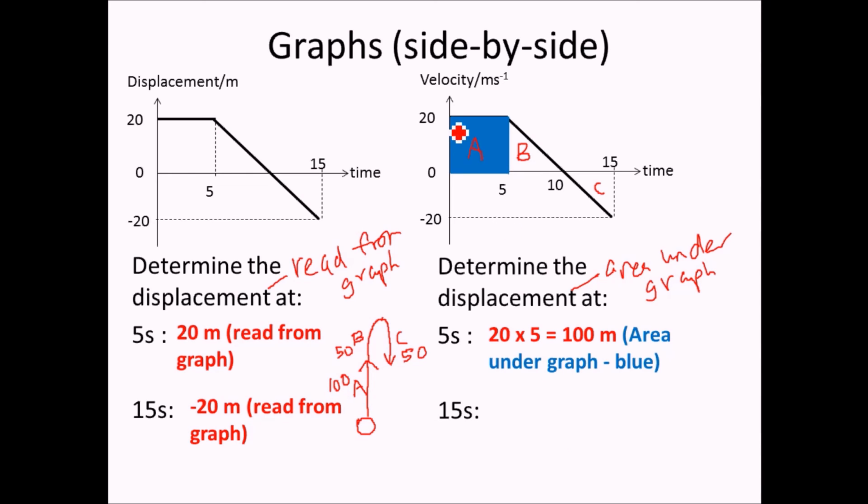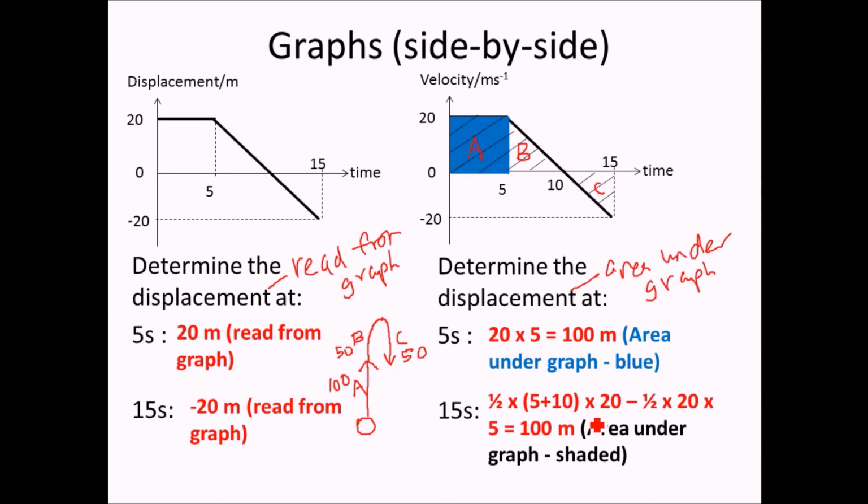So actually what is happening is that it is this area minus this area. Alright, so it's this area which is given by here. This is a trapezium minus this area. Alright, so this is half times 5 plus 10 times 20, which is this area. So this A plus B, and then this is C. Half times 20 times 5, so you get 100. Okay, so that's how you find the displacement.